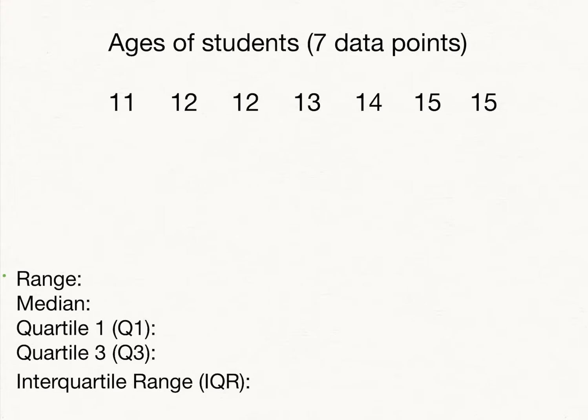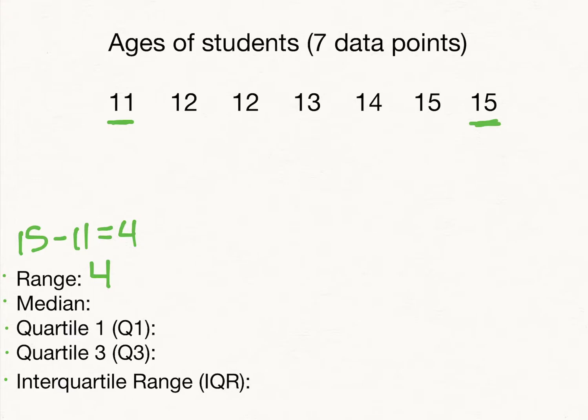We're going to find the range, the median, quartile 1, quartile 3, and the interquartile range of this data set. Let's start with the range. We're going to look at our lowest number and our highest number. These are already in order from least to greatest, so that makes it easier. For our range, we're finding the distance between those two numbers. So 15 minus 11 equals 4. So our range is 4 for this data set.